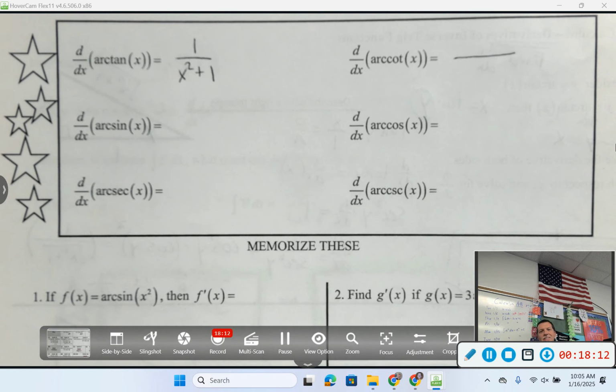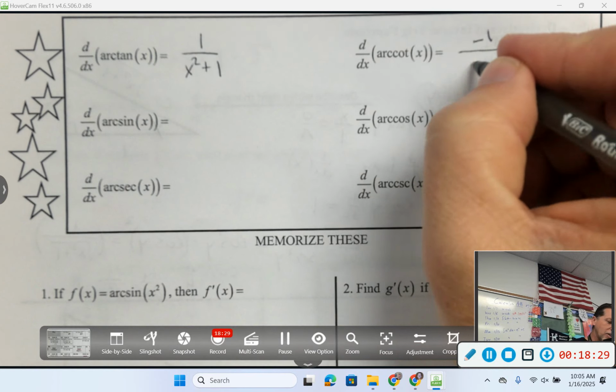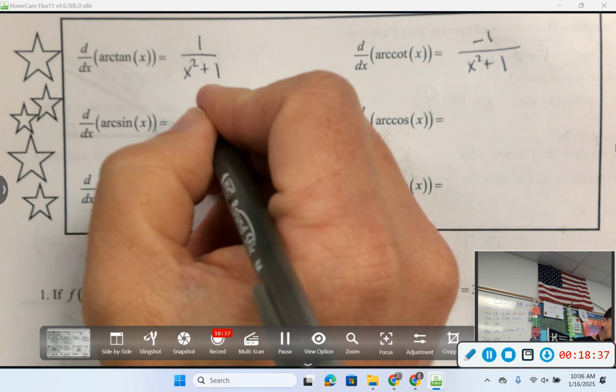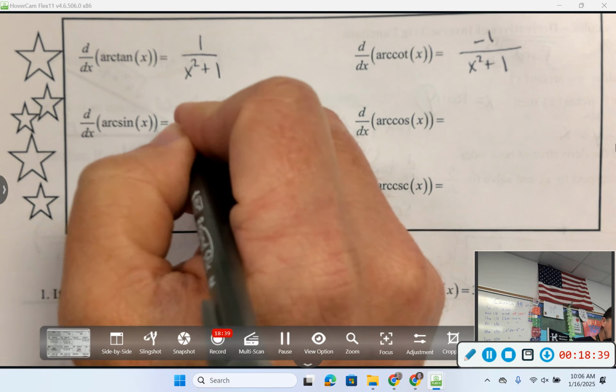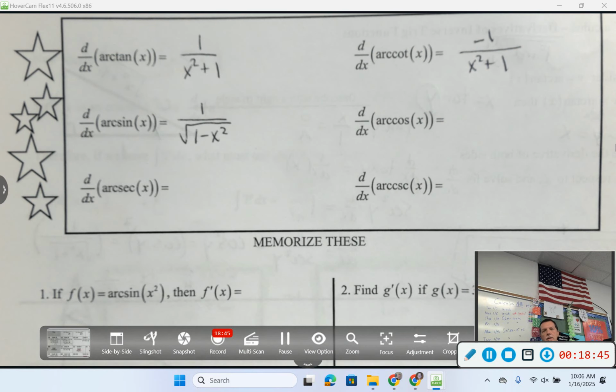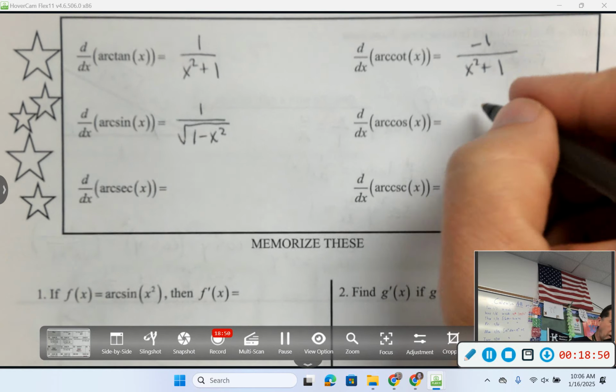Any guesses on what the derivative of arc cotangent is? It's really similar. Okay, that's not a bad guess. Ben's over there like, flip it, because tangent and cotangent are flipped. They are flipped, but it's just the negative. And you don't even have to flip it. So it's negative 1 over x squared plus 1. Let's see, arc sine, that's 1 over square root 1 minus x squared. Derivative of arc cosine is just change the positive to negative, so make it negative.